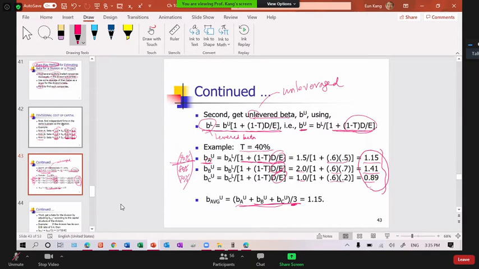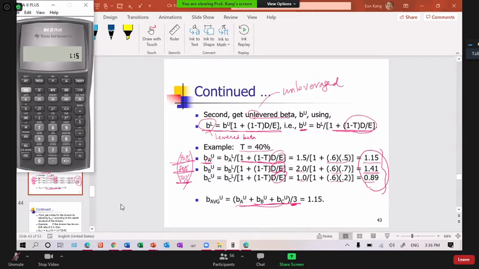So maybe you can multiply 1.15 times 0.9 plus 1.41 times 0.8 plus 0.89 times 0.7. And then what? Divide by the total, which is 240%, so divide by 2.4, something like that. So that may be just an application of real life.